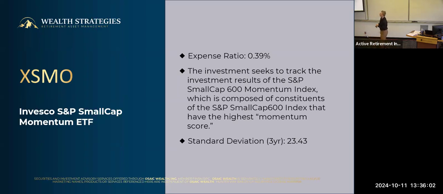It's got an expense ratio of about 0.39%, and it seeks to track the investment results of the S&P Small Cap 600 Momentum Index, which is composed of constituents of the S&P Small Cap 600 Index that have the highest momentum score. However that's calculated, whatever they're doing to determine a momentum score, they're applying that to the Small Cap 600 Index and taking the top whatever number of those.